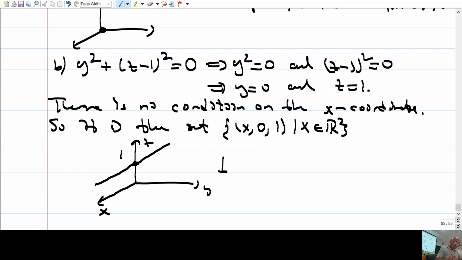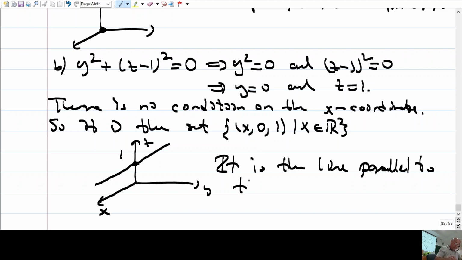It is the line parallel to the x-axis, passing through the point.